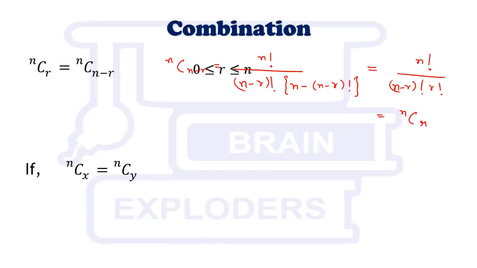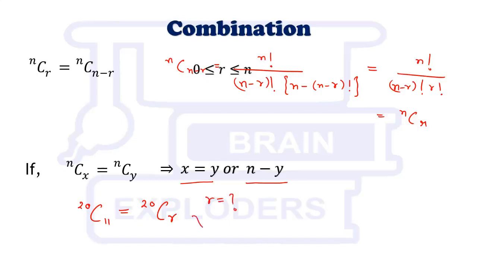Now if nCx is given equal to nCy, then it is not necessary that x is equal to y. There is a possibility that x is equal to n minus y. For example, if 20C11 is given equal to 20Cr, and we have to find the value of r, then r may be equal to 11, or r may also be equal to 20 minus 11, that is 9. So r has these two possibilities.